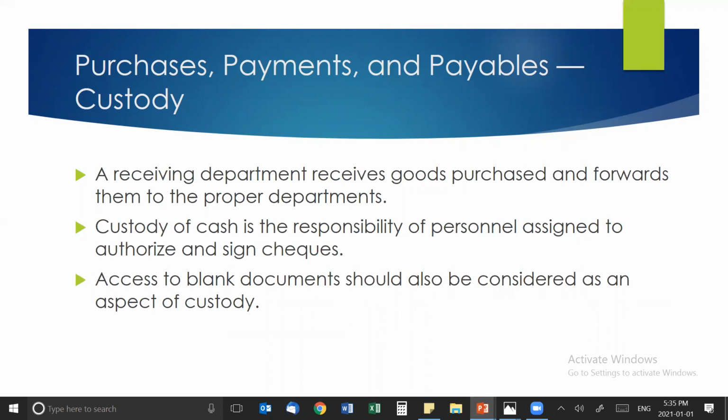Custody of cash is a responsibility of the personnel assigned to authorize and sign checks. Okay. Blank documents, such as blank checks, are also considered in custody. Somebody will have to have custody of the blank checks or the blank purchase orders or purchase request forms, stuff like that. Okay. So you want to make sure the person that's receiving the goods isn't the same person that's authorizing and signing the checks.